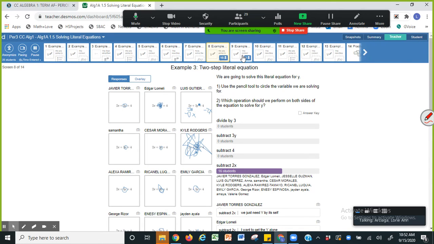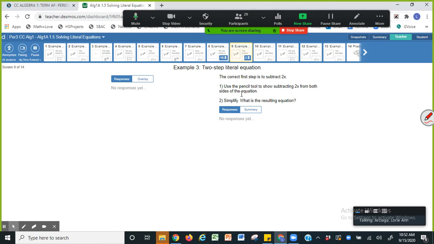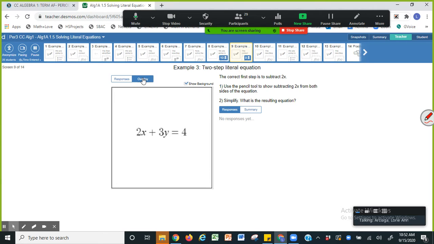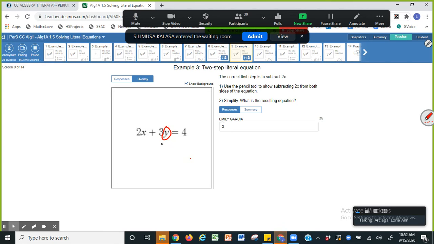So now let's move on to slide 9 and see what happens. So the correct answer is subtracting 2x. Okay, so that's what we're going to do. You leave the y there because you want to get the y by itself. Okay, and now you have to take this away. So you're going to subtract 2x from both sides.